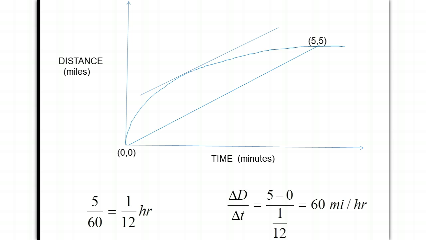Okay, so here I show time along the x-axis, distance along the y, and you traveled for 5 minutes. I'm going to do it in miles per hour, so you're going 1/12 of an hour. So your change in distance was 5 minus 0. Your change in time would be the 1/12. So you traveled an average, this is your average, of 60 miles per hour.